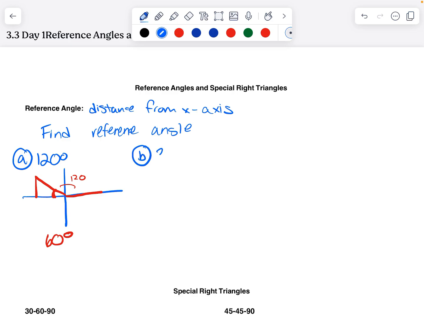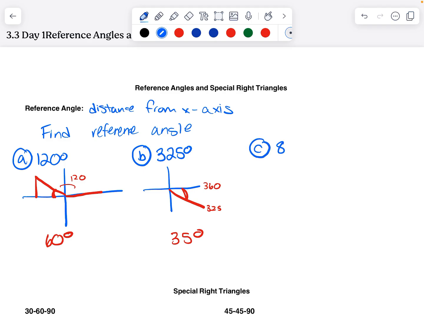Let's say I said find it for 325 degrees. So again, I start by thinking, where is 325? Well, that's right here. And what is this distance? So from 325 all the way around to 360, so that's 35 degrees.